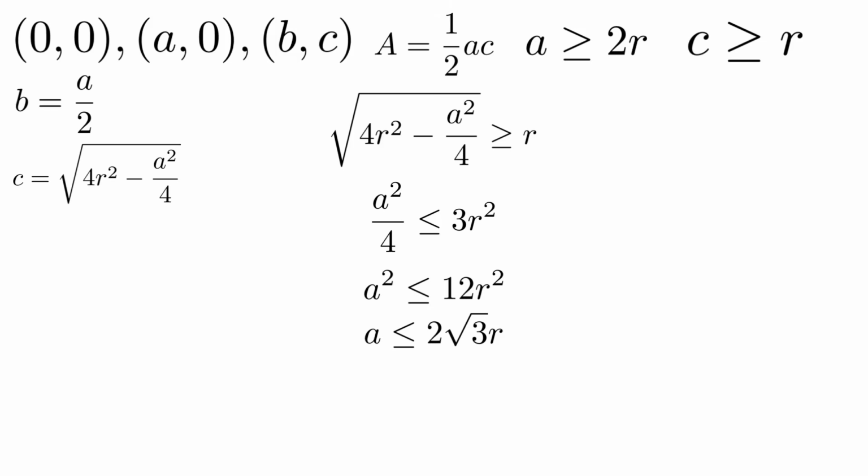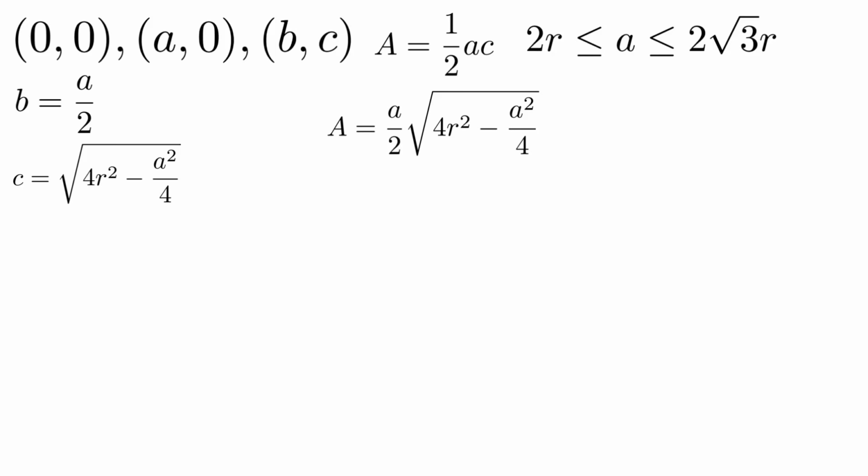This means a is less than 2 times the square root of 3 times r, and bigger than 2r. Now if we sub c equals the square root of (4r squared minus a squared over 4) into our area formula, we get the area equals a over 2 times the square root of (4r squared minus a squared over 4). All we have to do now is minimize the area.